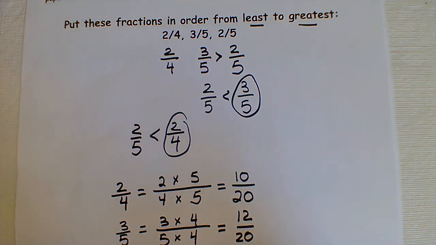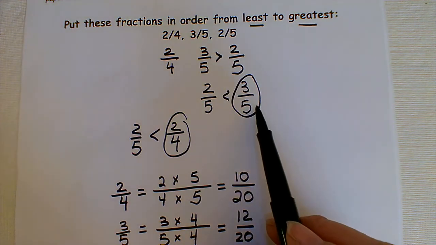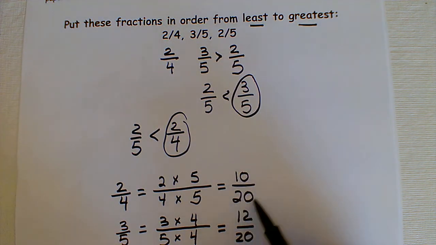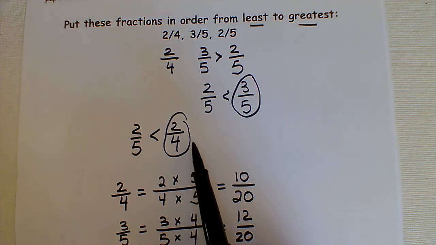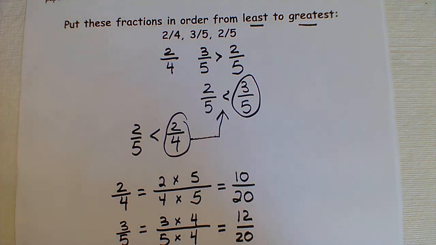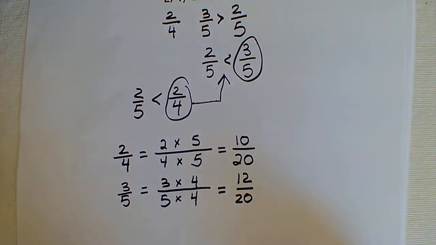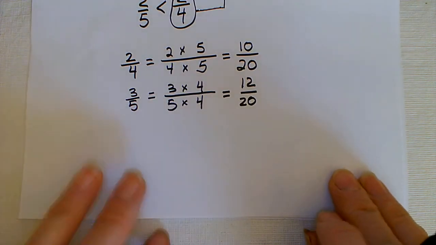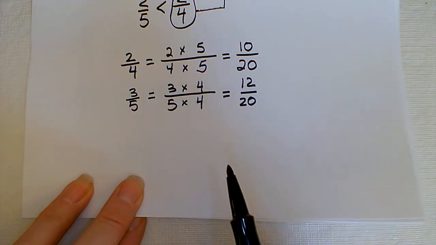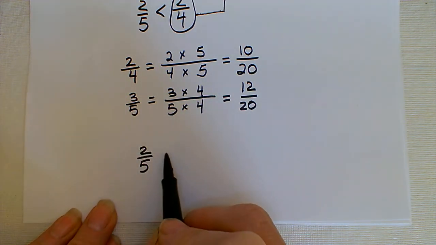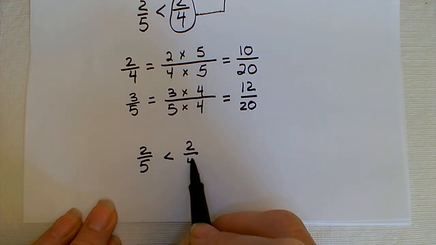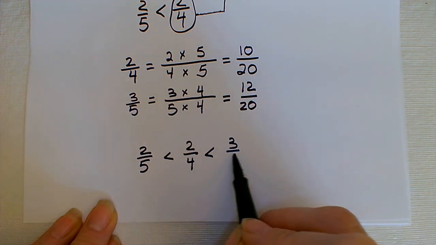And so now what I see is that this one is smaller than this one, which means that this one's smaller, because they're equivalent. So now what I know is that 2/4 is going to go in between 2/5 and 3/5. So how am I going to do that? Let's go ahead and slide the paper up, and I'm going to write it. So I know that the smallest fraction that I have is 2/5, which is less than 2/4, which is less than 3/5.